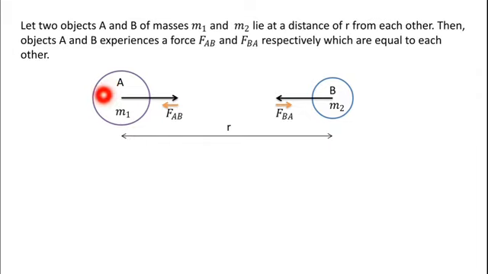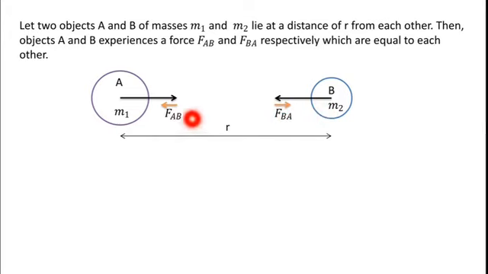Now students, the object A experiences a force due to the presence of object B, and this force is FAB. FAB means the force on A due to B. As you can see by arrow, this force is acting on the object A. Similarly, object B also experiences the same force but in opposite direction due to the presence of object A, and this force is FBA. FBA means force on B due to A.